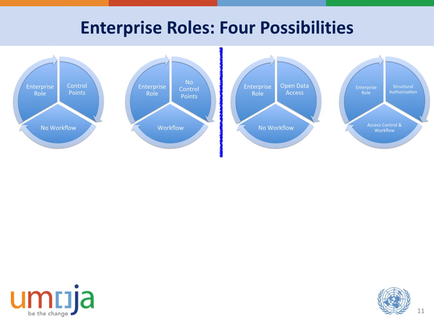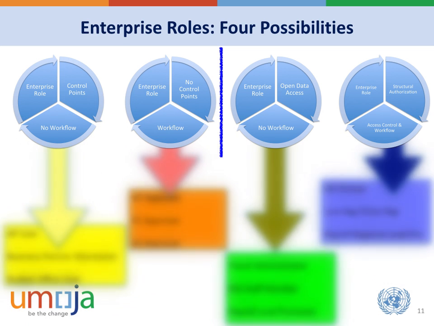The enterprise role assignment or the combination has four possibilities. The first is restricted with the control points and no workflow. The second is an enterprise role with workflow and no control points. The third is open data access and no workflow. And the fourth is a structural authorization with access and workflow control.